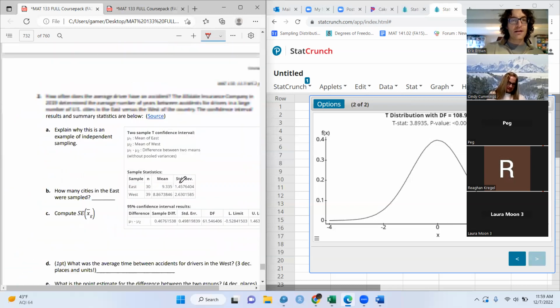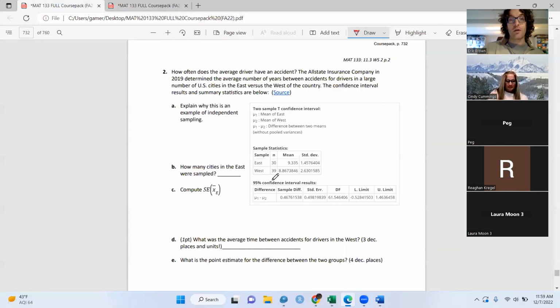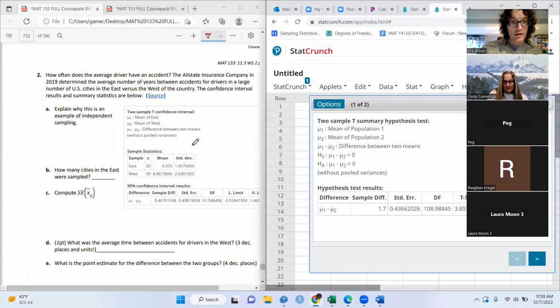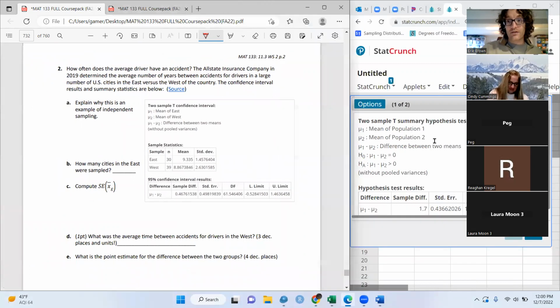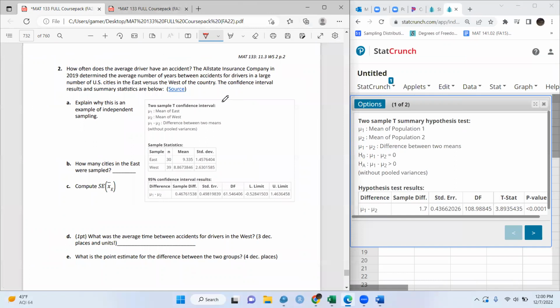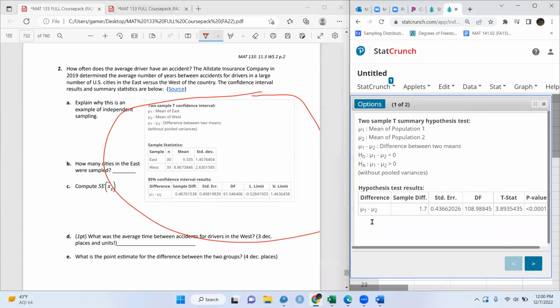Okay, let's go back then and do the one that's difficult for everyone, or that we tend to struggle with, and that's where we give you the output. Now, let's pause for a minute before we read anything about this problem, and I want you to compare this output that you're seeing on the page for number 2 to the output that StatCrunch has given us. What's different about this output and the one that's on the screen? We don't have the confidence interval. Okay, so what does that tell us?